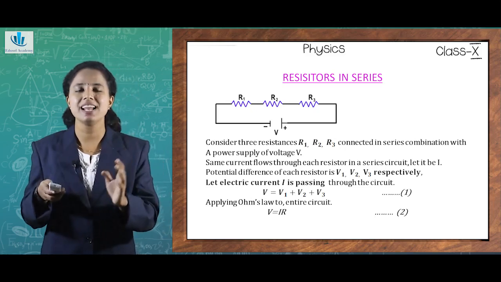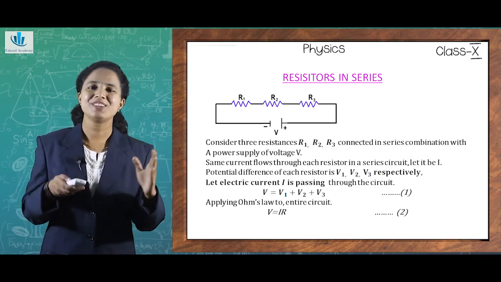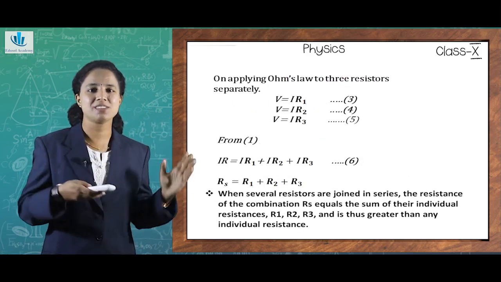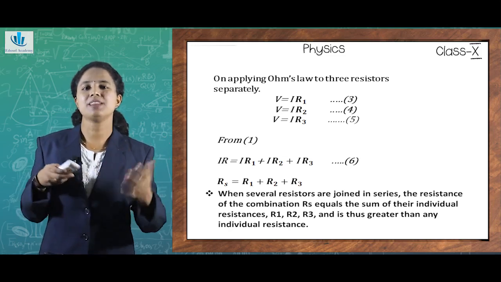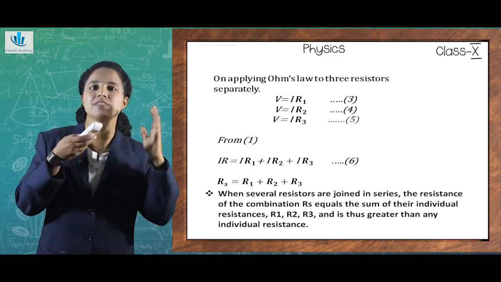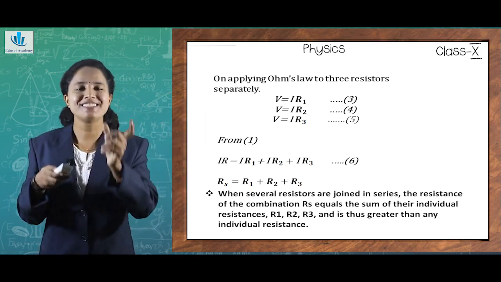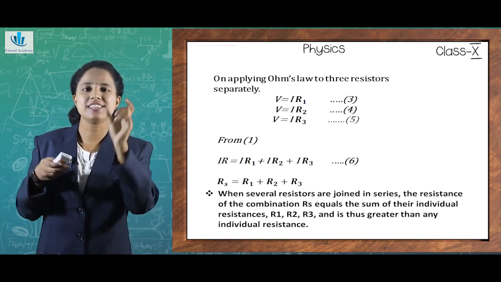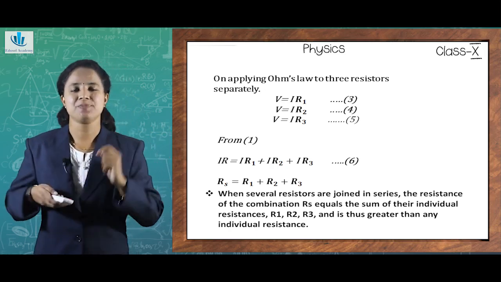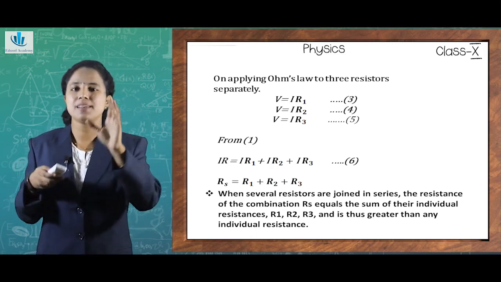But we have already said in a series circuit the current will be the same. We know that Ohm's law takes the form V equals IR. So, now we are going to find the potential difference for each of the resistors R1, R2 and R3. In a series circuit we already know that the current I is the same for all resistors, isn't it? But we need to find the potential difference across the 3 resistors separately.